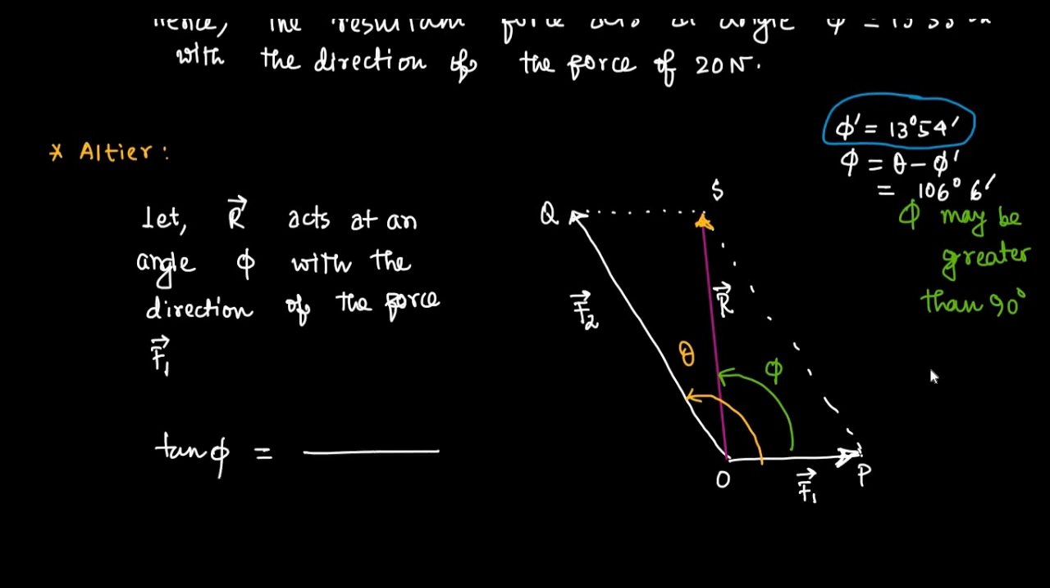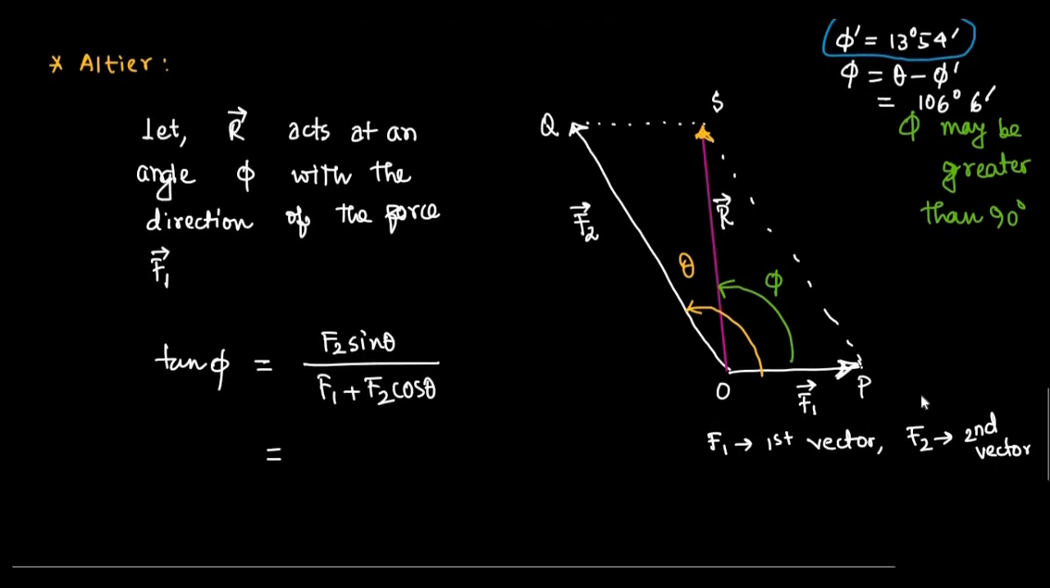In this case, tan phi will be what? And here phi is measured with respect to the smaller force F1. That's why F1 is the first vector or first force, and F2, the larger force, is the second vector or second force. Tan phi is equal to F2 sin theta divided by F1 plus F2 cos theta.